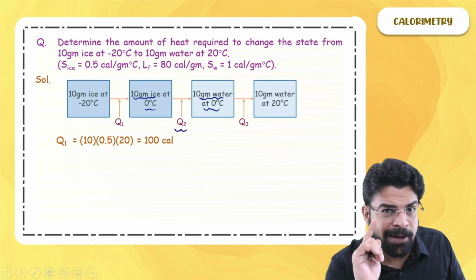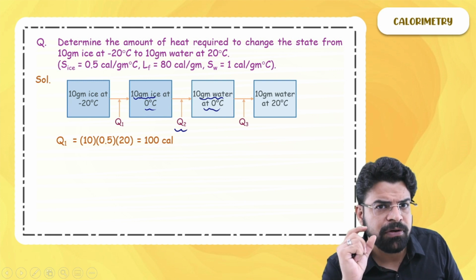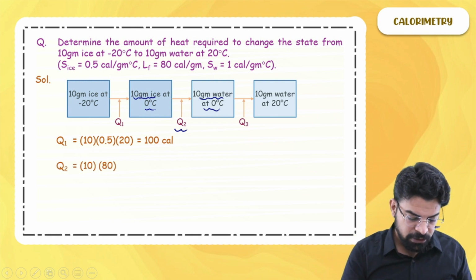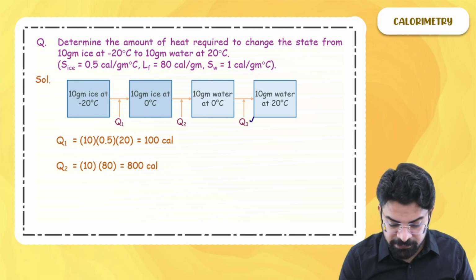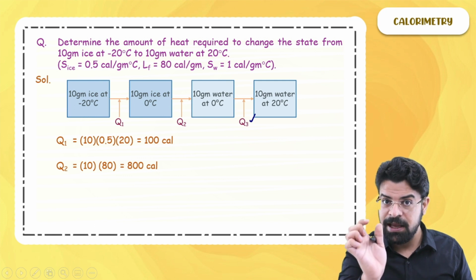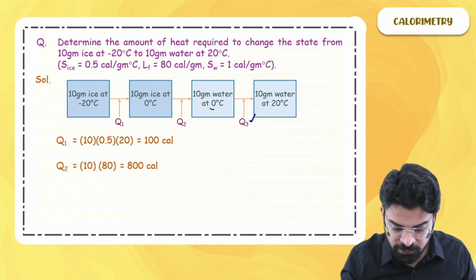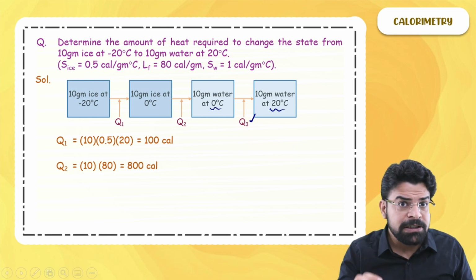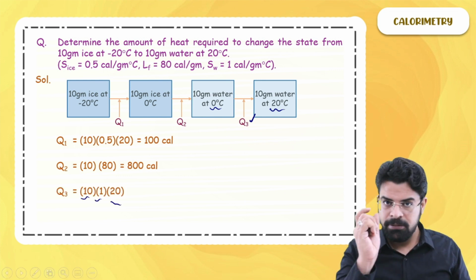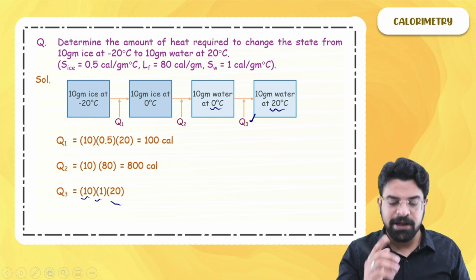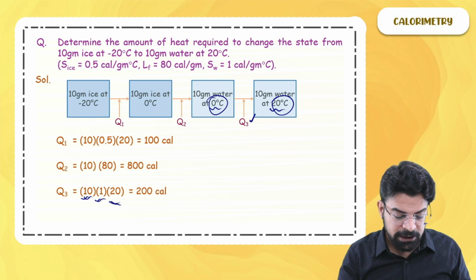To convert 1 gram, you have to give 80 calorie. So as to convert 10 gram from ice into water, you have to give 10 into 80, that is 800 calorie. So Q2 has to be 10 into 80, that will be equals to 800 calorie. What will be the value of Q3? Q3 is again the amount of heat provided to increase the temperature from 0 to 20. So how much heat has to be provided? The heat provided Q3 will be equals to m s delta T, mass is 10, specific heat of water is 1, and we are increasing the temperature from 0 to 20, that is we are increasing it by 20. So you get 10 into 1 into 20, that is 200 calorie.